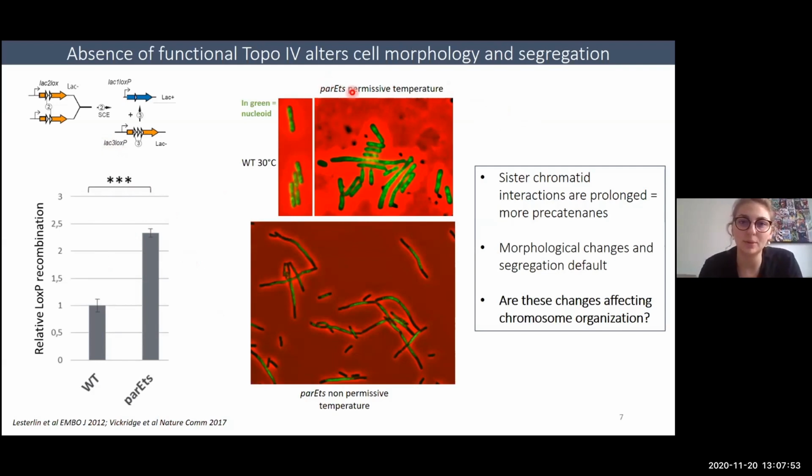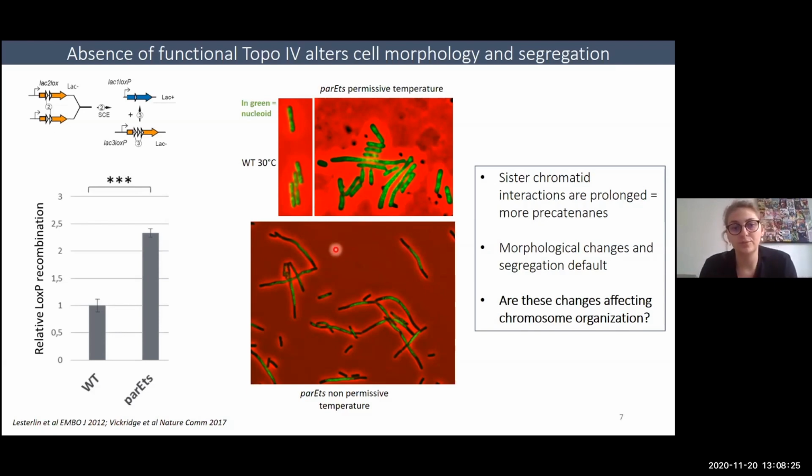Already at permissive temperature, PAR-ETS cells display aberrant morphology, so you have elongated cells. And when you shift to non-permissive temperature, those effects are even more drastic. You have very long cells and even anucleated cells. So the nucleoid is marked in green. And you can also see that in the wild type, the nucleoid occupies about 3/4 of the cell. And in the PAR-ETS, the nucleoid seems to be more condensed and centered in the cell, which reflects a segregation defect.